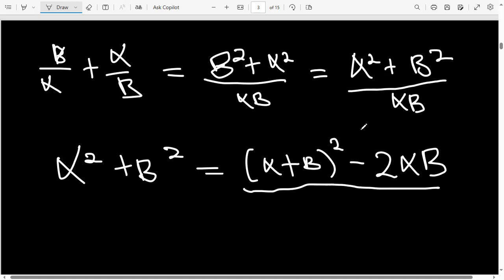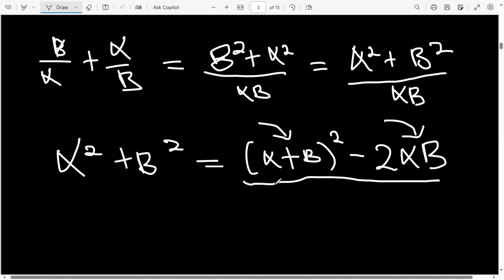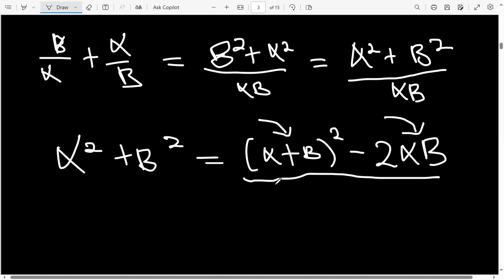Okay, so now you can see that whatever we have here on top is now expressed in terms of the sum, and in terms of the product. That's what we want. We always want to express whatever we have in terms of the sum and the product. Okay, so now someone may ask, how are we coming up with this? So let me show you how we derive this.